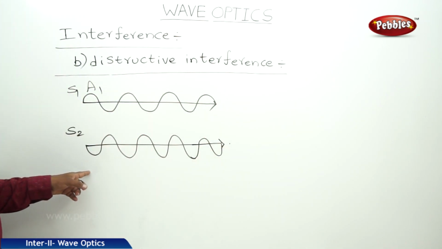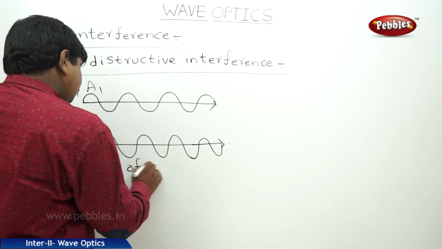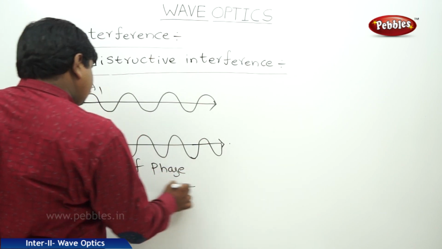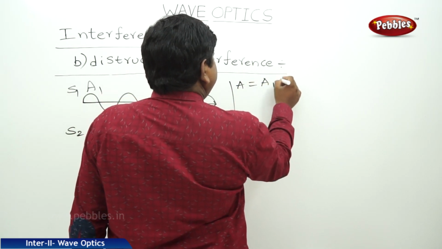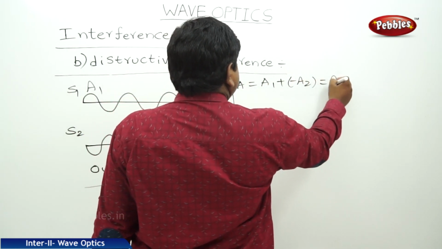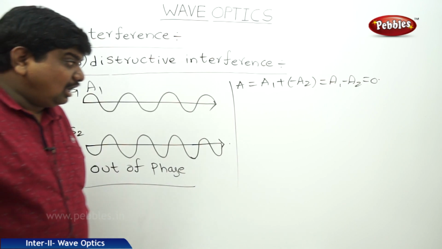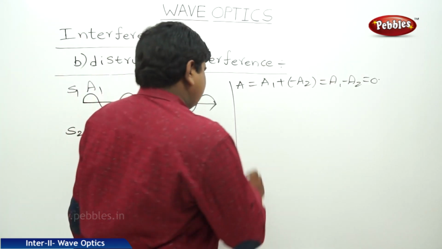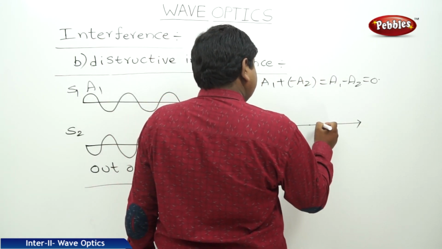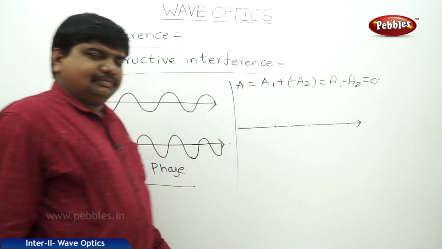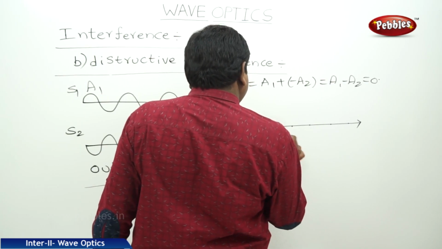If you consider these two waves, these two are in the out of phase direction. So when two waves are out of phase, their resultant amplitude is A1 plus or minus A2, nothing but A1 minus A2, which is equal to 0. That means the resultant wave seems to be a straight line, like this. So if amplitude is 0, automatically intensity is also 0.